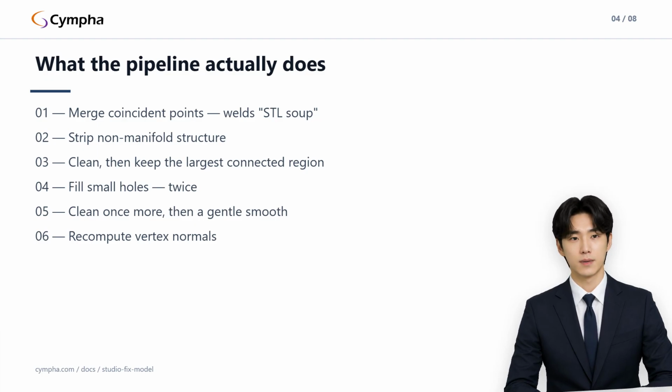Step 5 is one more clean and a gentle smooth, just enough to remove triangle-scale stairstepping without rounding anatomy. Step 6 recomputes vertex normals so shading is stable no matter how the original file stored them. None of this is tunable. Fix Model is intentionally one click. For different hole fill or smoothing behavior on part of a mesh, use the targeted tools.